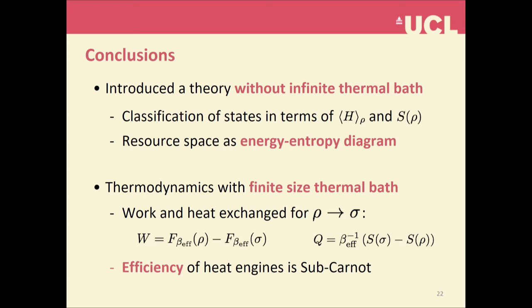We've seen some useful application of this diagram, for instance, evaluating the rate of conversion between one state and another. And finally, we have considered work and heat for finite-sized reservoirs. We've seen the correction that we obtain in this situation, which is given by this effective temperature. And then we've considered limitations to the efficiency of heat engines which exchange between two finite-sized thermal reservoirs. And we've seen that they are always sub-Carnot.